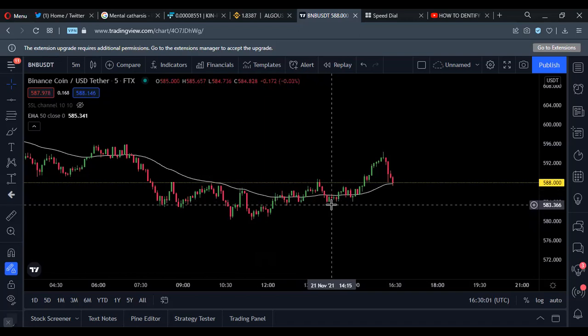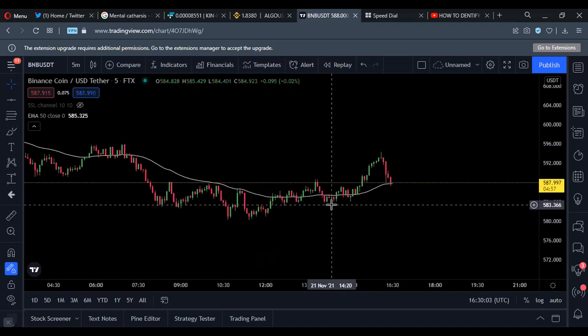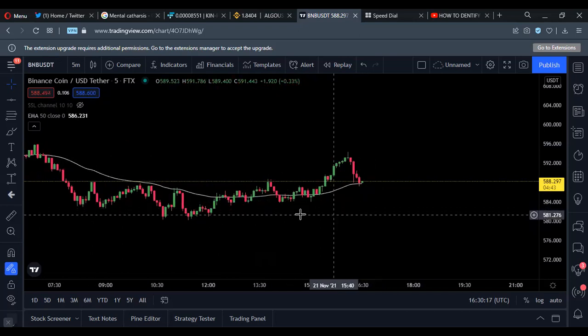That doesn't end it. Another thing we have to look out for is the formation of a bullish engulfing. This is when you're trying to take a long. If you're trying to look for a short position, you'll be looking for a bearish engulfing. But if you're trying to take a long position, you'll be looking for what? A bullish engulfing.